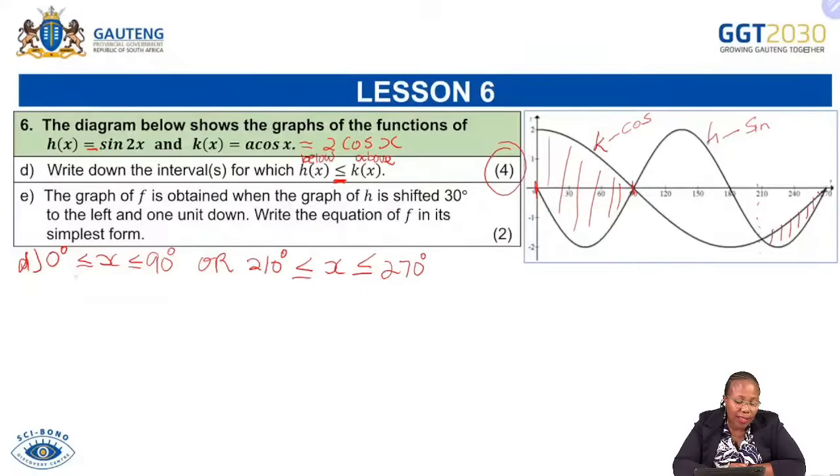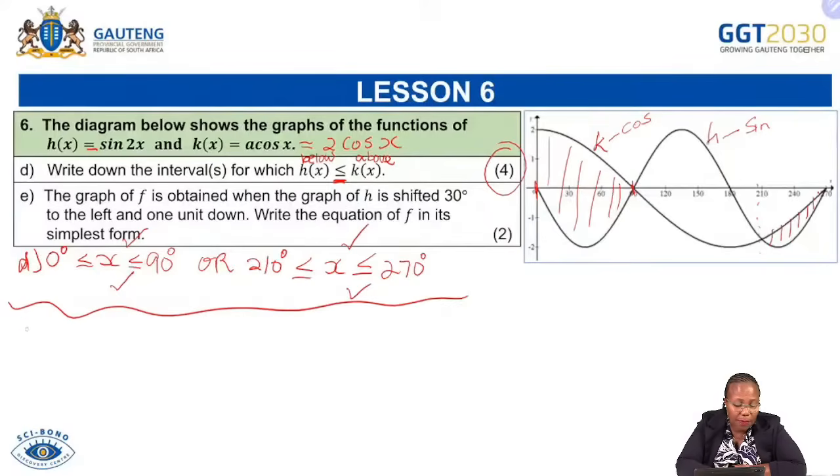In order to get this mark, the notation must be correct. It's 1 mark for the notation, 1 mark for the values, 1 mark for the notation, 1 mark for the values there. Okay.